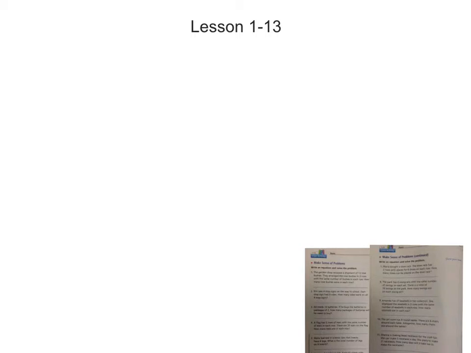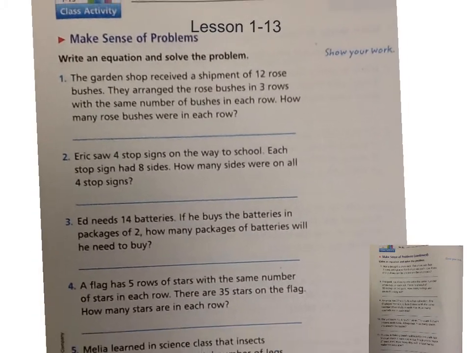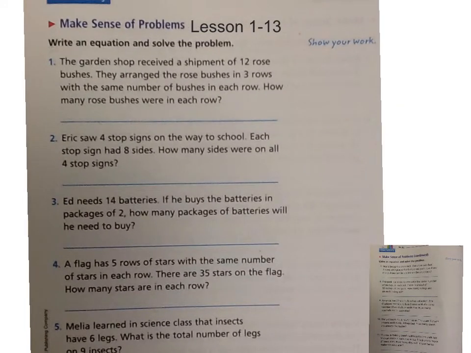Alright, boys and girls, today's lesson is lesson 1-13. We're going to go over some more multiplication using story problems, and then you're going to go on to play some card games with your multiplication division cards. So let's just get started. I'm going to go over the workbook pages. So turn to page 59.